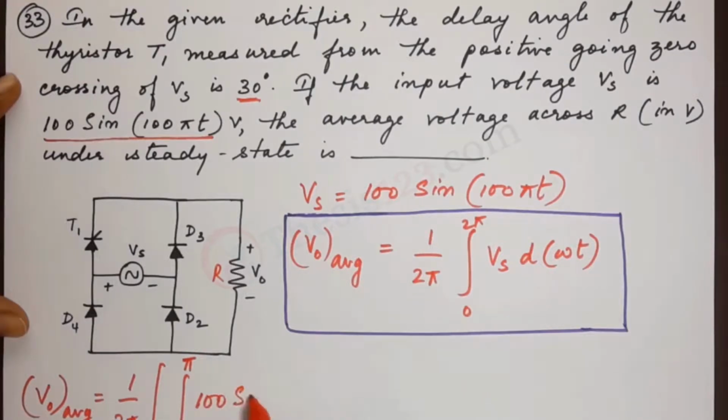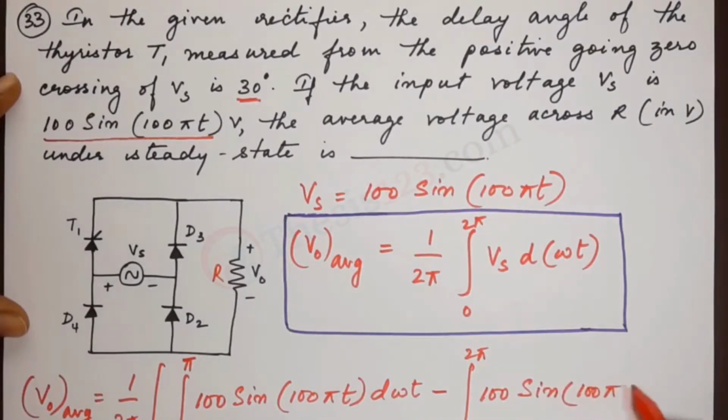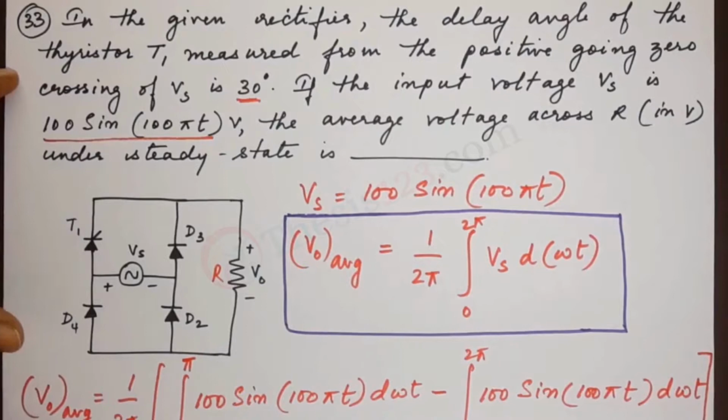Vs is 100 sine of 100 pi t d omega t, minus, now we have the rest of the cycle, pi to 2 pi, 100 sine 100 pi t d omega t. Okay. This is quite a large expression, but we'll solve it. Okay. Now for the next part.